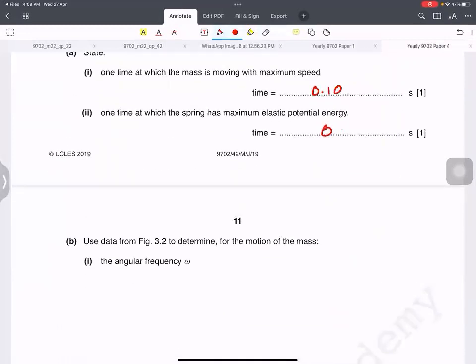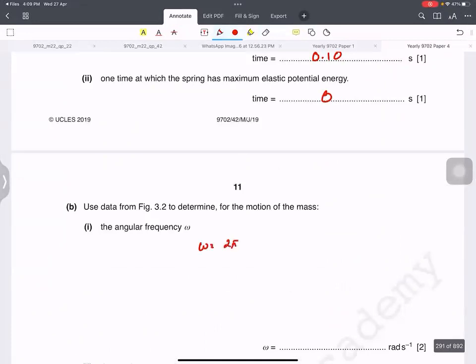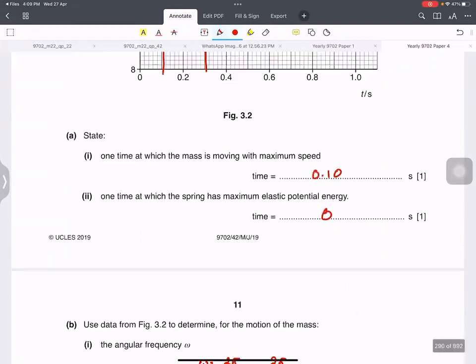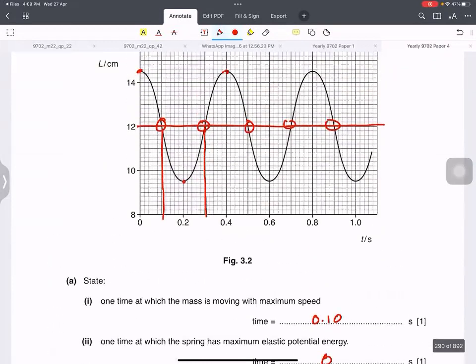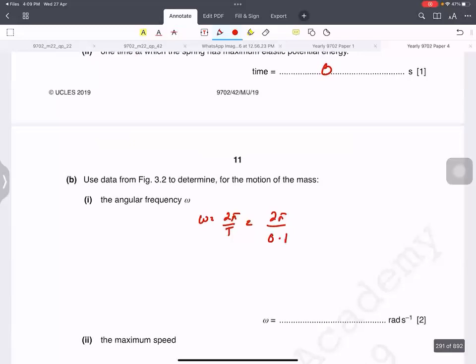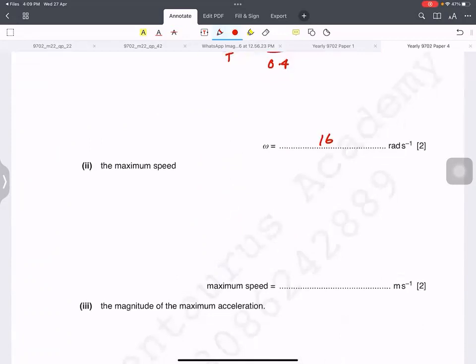Now use your data to determine the motion of the mass. Angular frequency is 2π/T, and T is 0.4. What is the answer? 16. The maximum speed, v naught equals omega x naught. So directly, omega is 16.